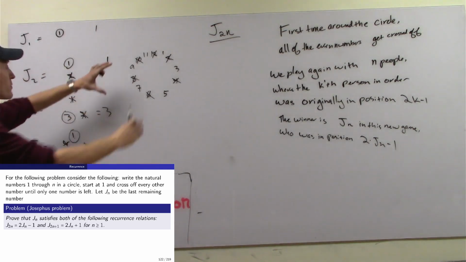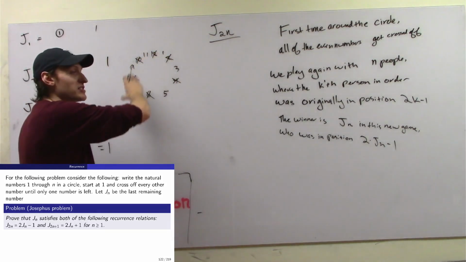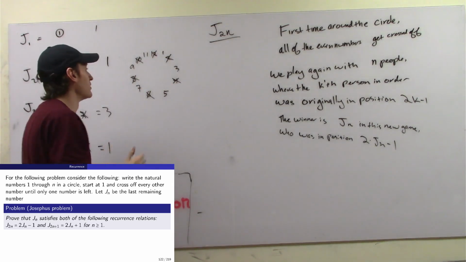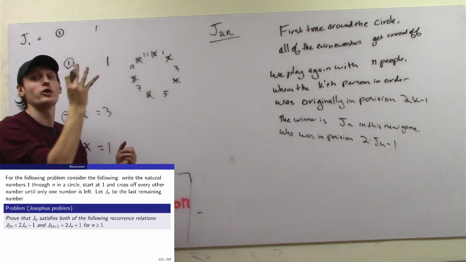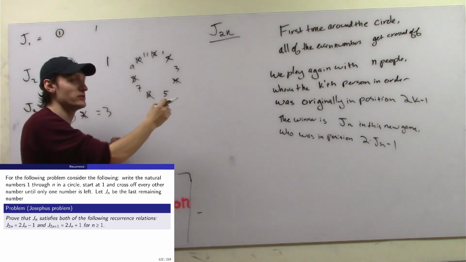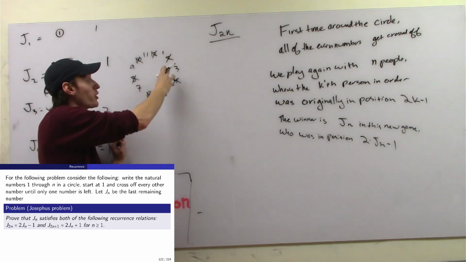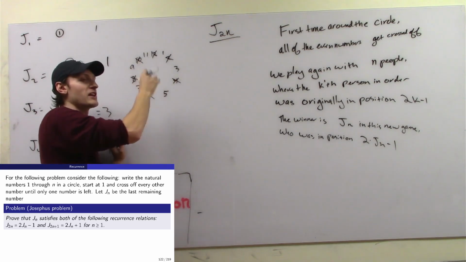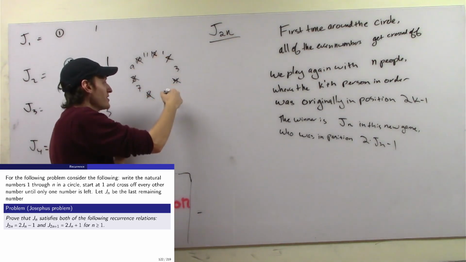I'm saying, we've crossed out half the people, maybe in this case it was 6, and we just have the odds remaining. Suppose I know that if I have 6 people around here, the person in the third position wins. What does that translate back to in our original numbering? The third position in the new game is the 3 times 2 minus 1th position in the original. So the third, 1, 2, 3, is 5.